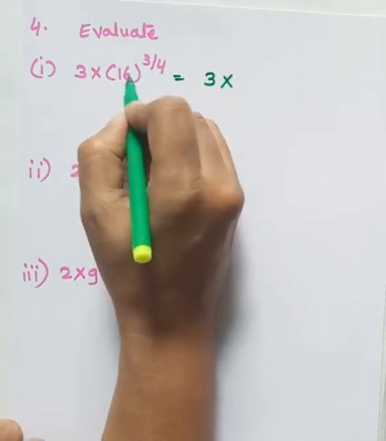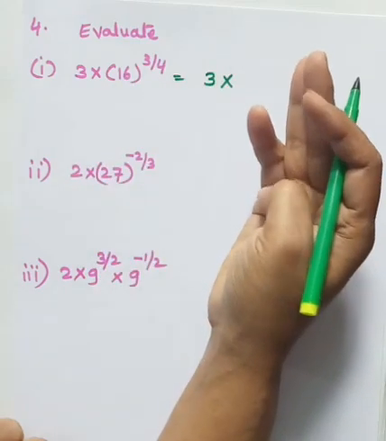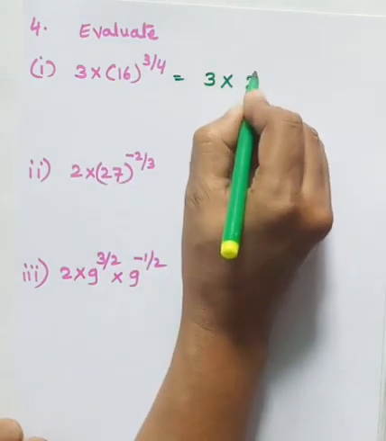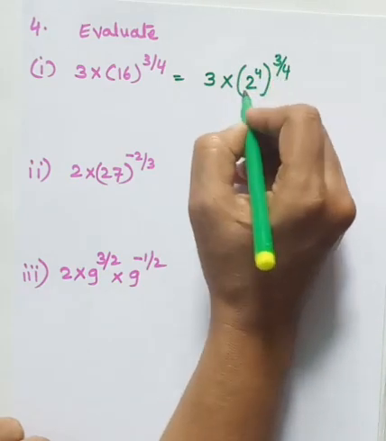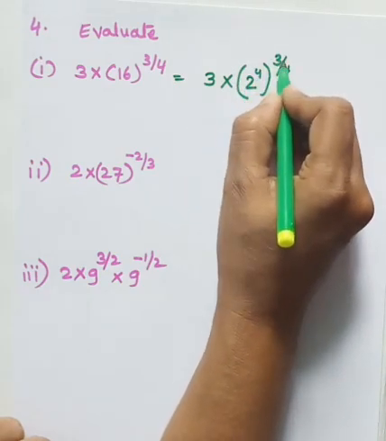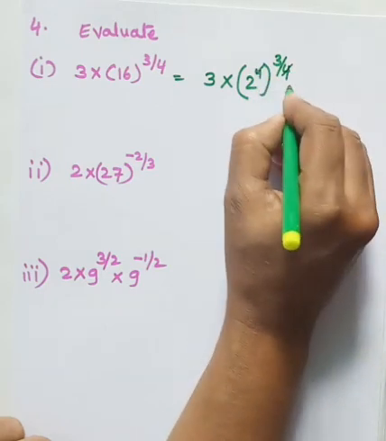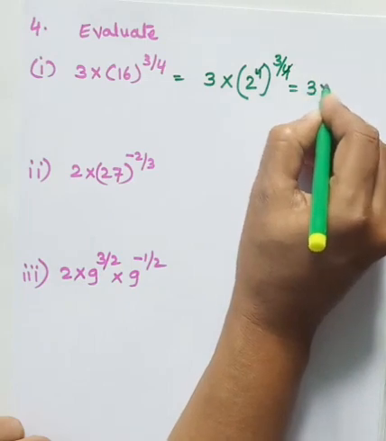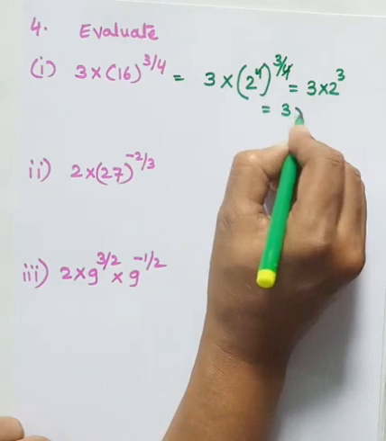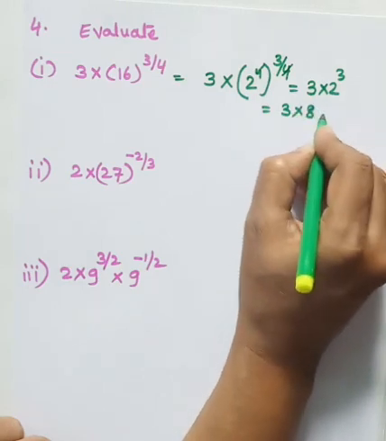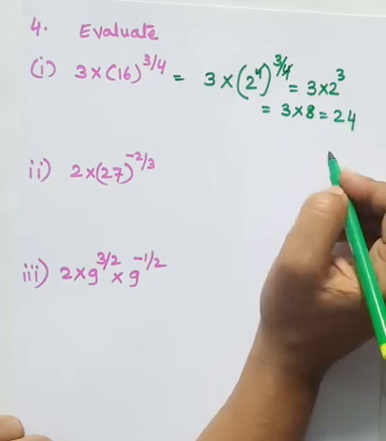16, how can you write it as a power? 16 will be 2 to the 4 to the 8 to the 16. That is 2 power 4, and the whole to the power 3 by 4. Now you know a to the power m whole to the power n will be equal to a to the power m into n. So this 4 and 4 will be cancelled. You will be getting 3 into 2 cube. So that will be equal to 3 into 8, which will give you 24.